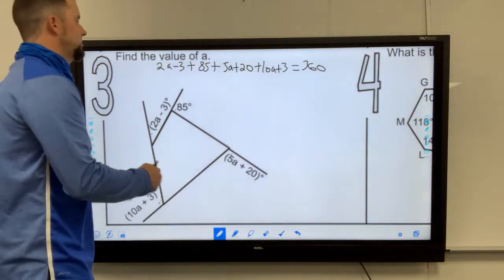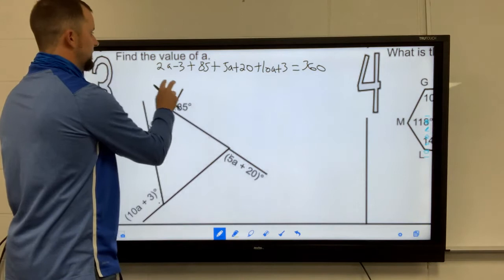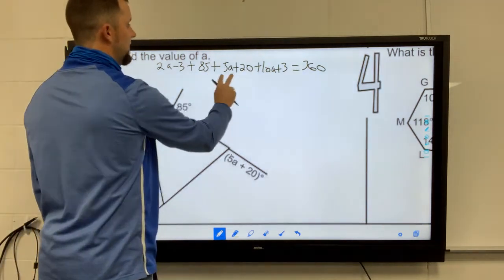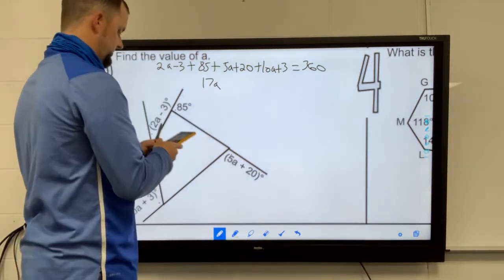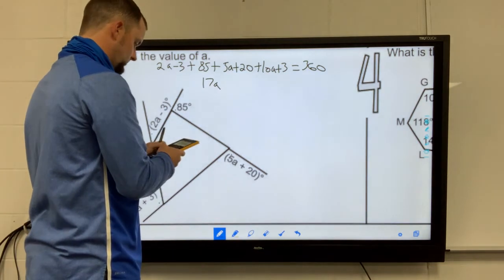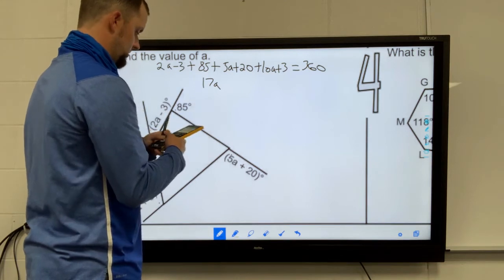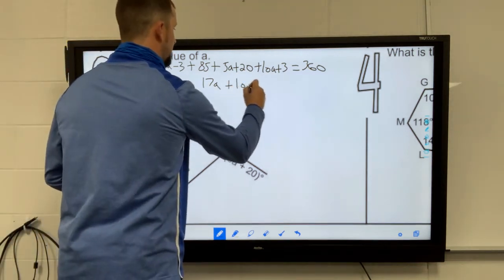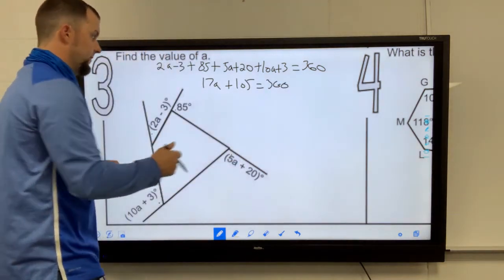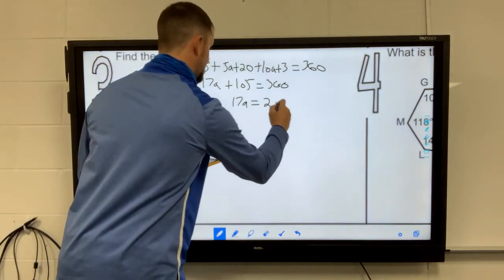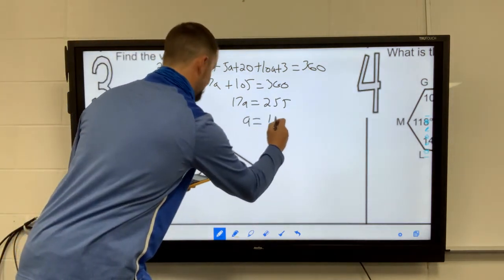So I'm going to combine all my like terms. Actually, I'm going to do all my A's together first. 2A, 5A, and 10A. So 10A and 5A give me 15, plus 2A gives me 17A. And then I'm going to combine all these like terms. So I'm going to do 85 minus 3 plus 20 plus 3, which is going to give you 105. And all that's going to equal 360. So I'm going to do 360 minus 105, which should give you 255. And then I'm going to divide that by 17, which is going to end up giving me 15.